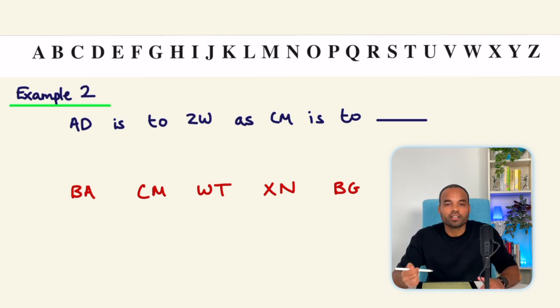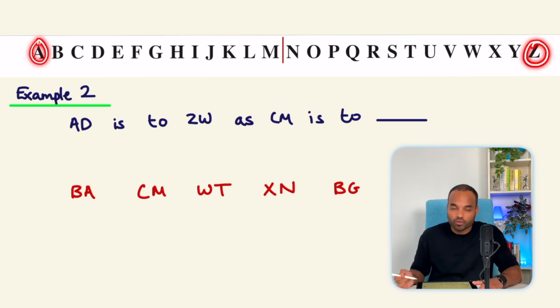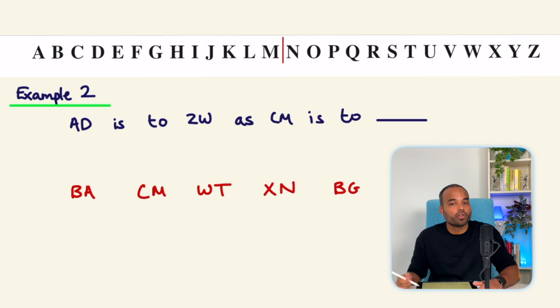So mirror questions are like reflections in the alphabet. Imagine a mirror line being drawn down the middle of the alphabet. It's easy to remember where that mirror line is, right? It's between M and N. The way this works is like this. Look, A gets reflected onto Z, B gets reflected onto Y, or you can think about them as opposites if you want. M gets reflected onto N, L gets reflected onto O, K gets reflected onto P, etc., etc.